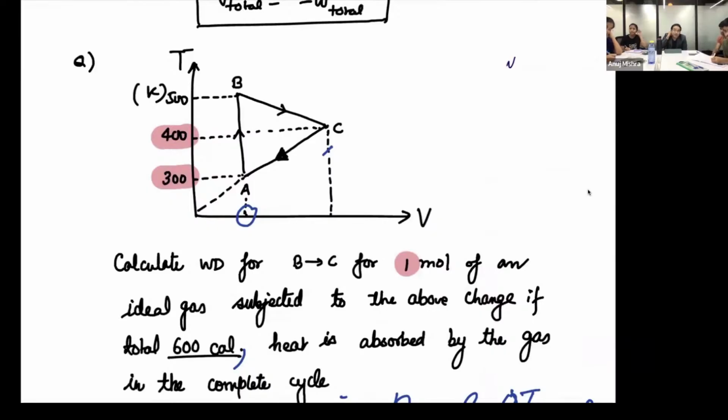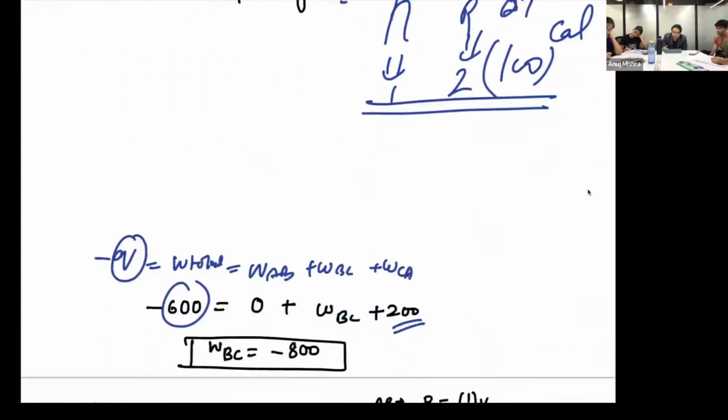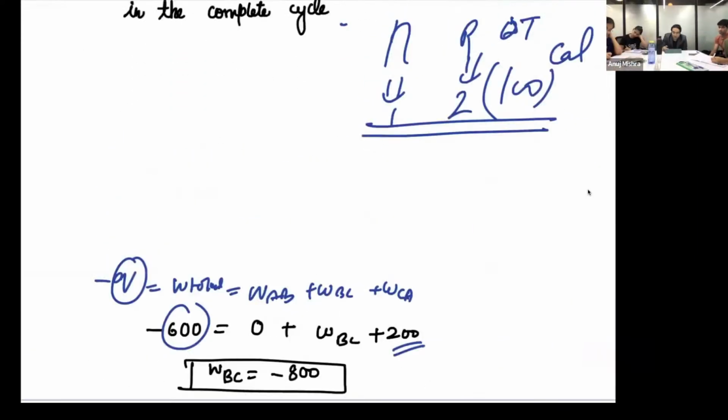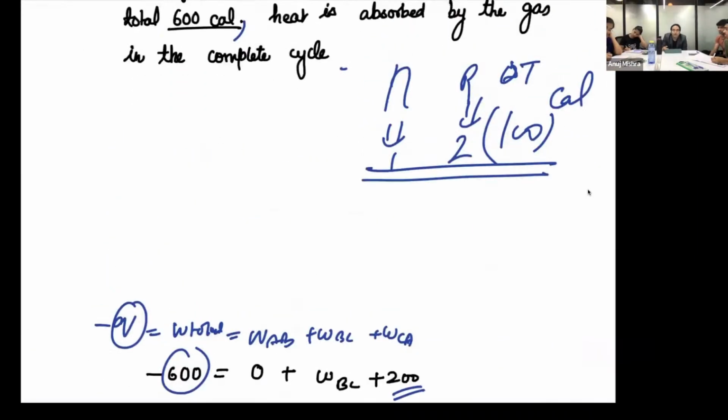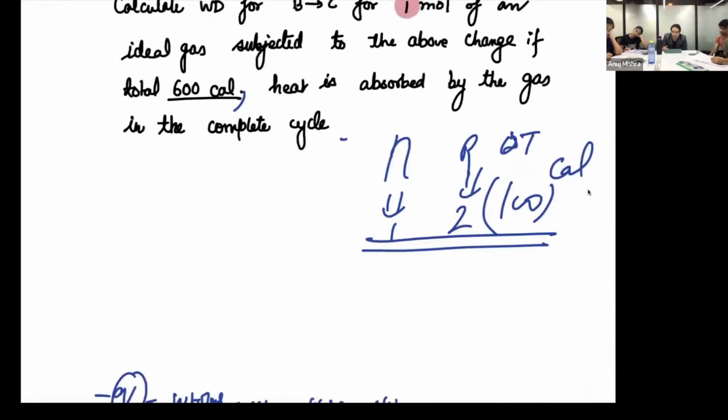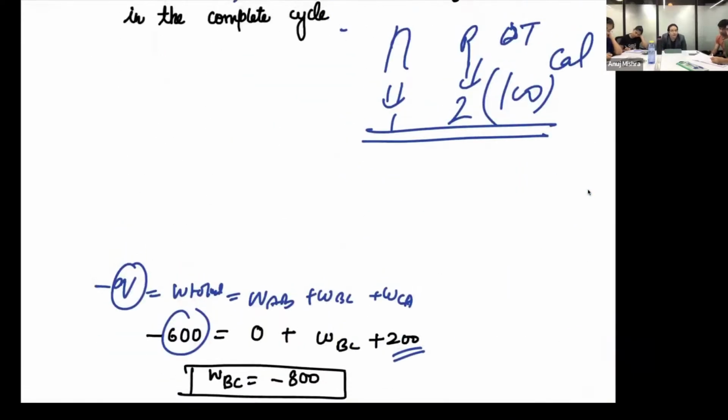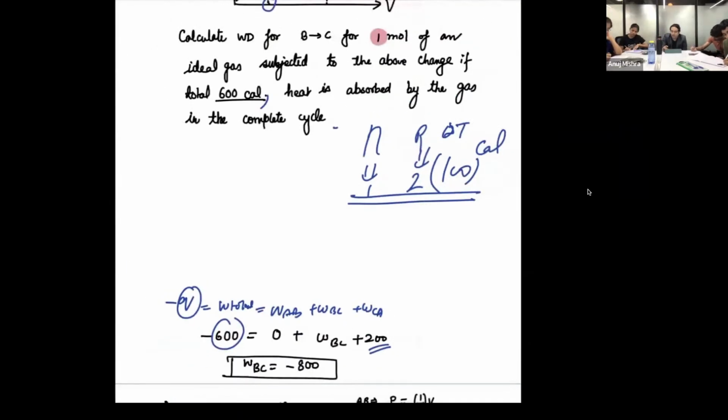What value of R did you take? 2. That is fine. Oh, sorry, I took the temperature change as 200. It's just 100, no? Yes. Understood? This is all you have to do. Minus 600 will be 0 plus WBC plus 200. Can you do it? And why is this 200? Because P delta V is nR delta T.